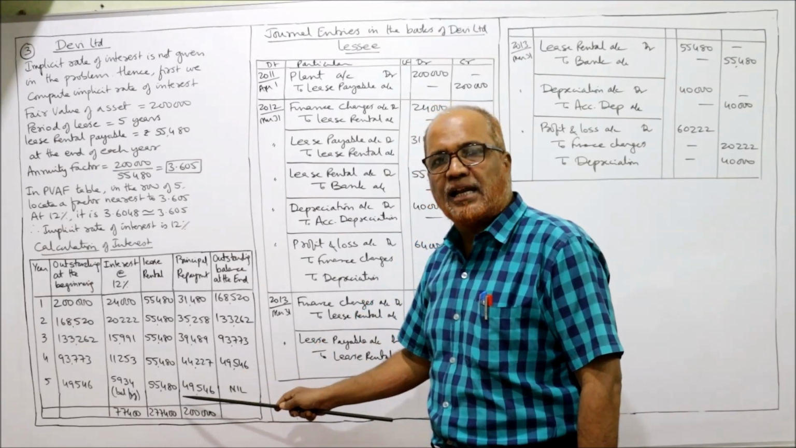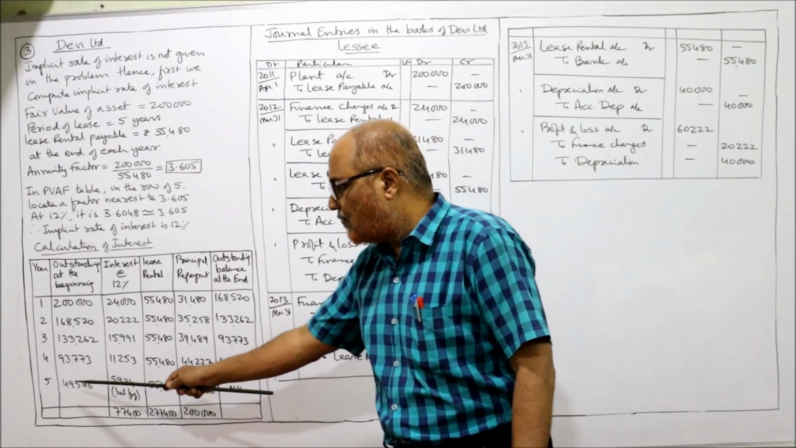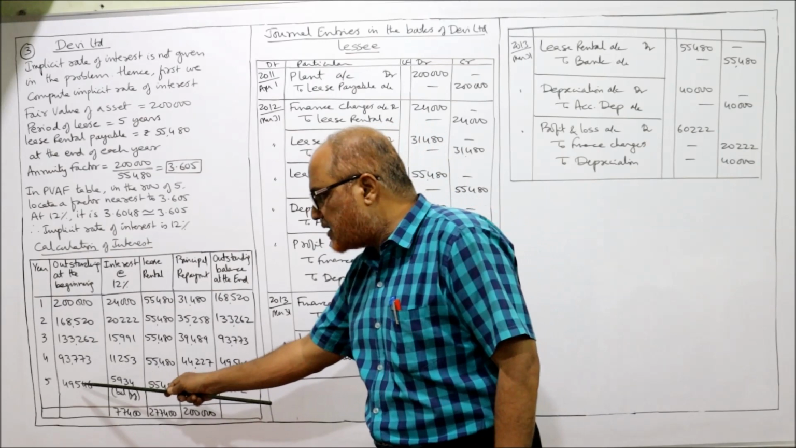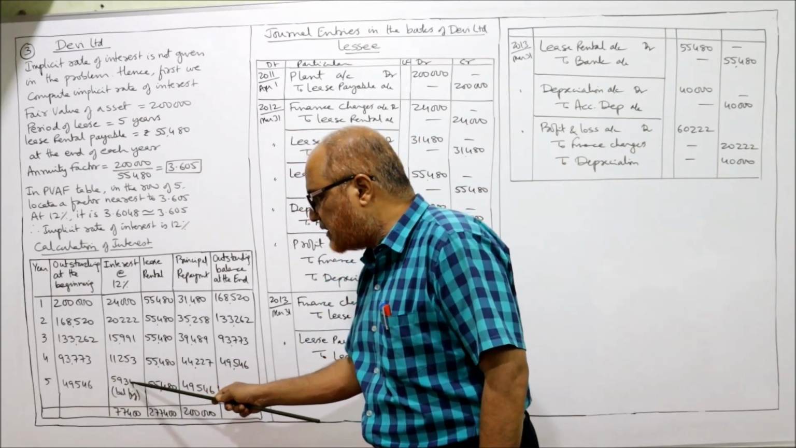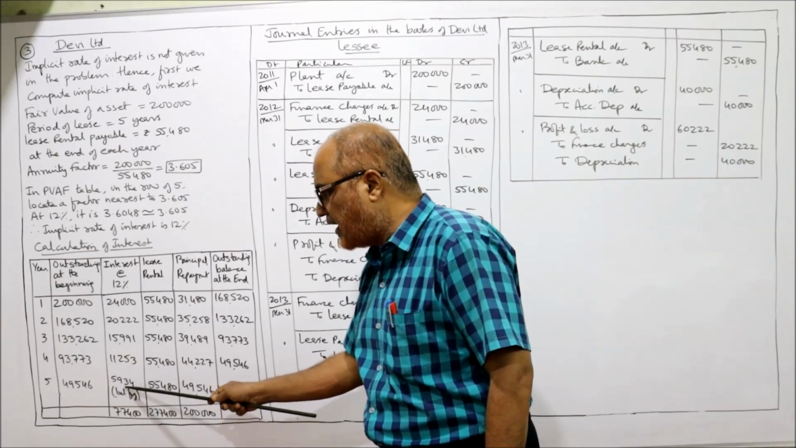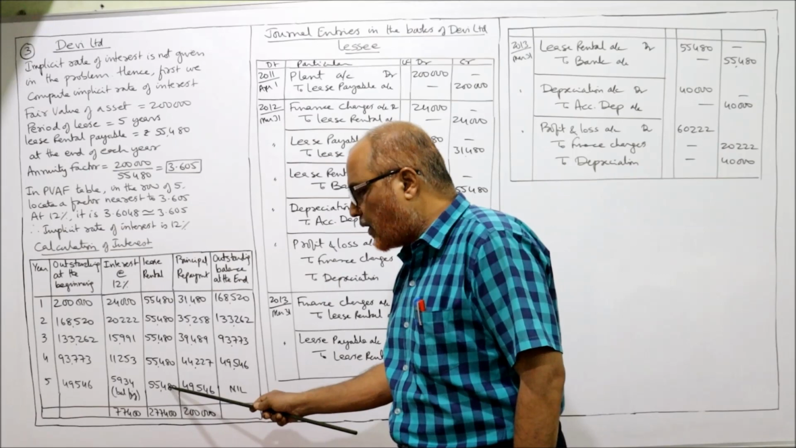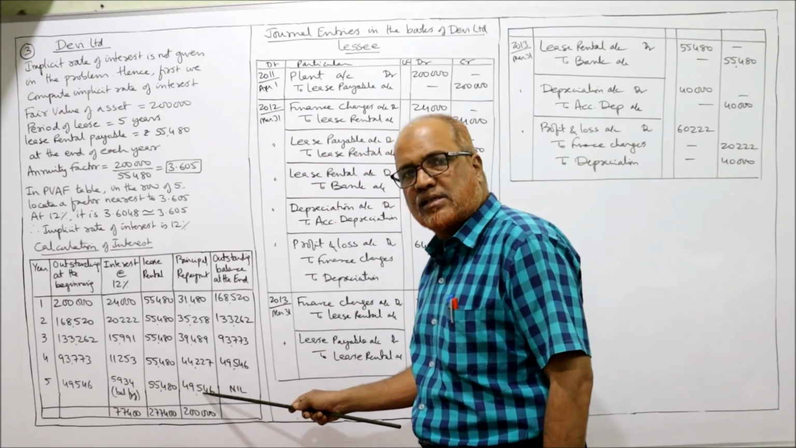So what is the lease rental paid? Lease rental 55,480. How much is the amount due? 49,546. So 55,480 minus 49,546, you will get the balancing figure 5,934. This is the balancing figure interest. Right? So out of 55,480 minus 5,934, you will get 49,546.